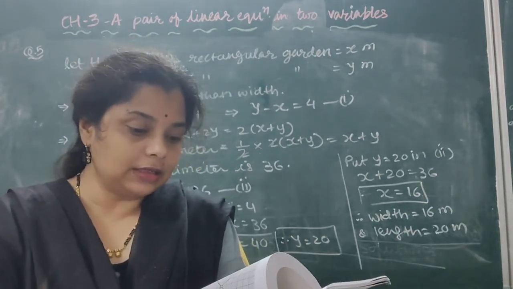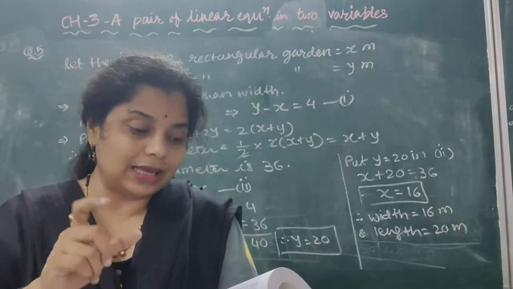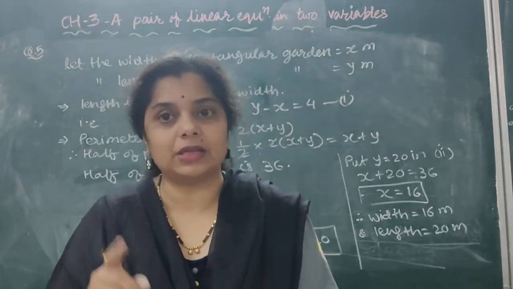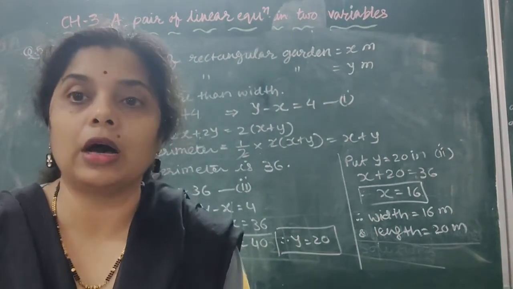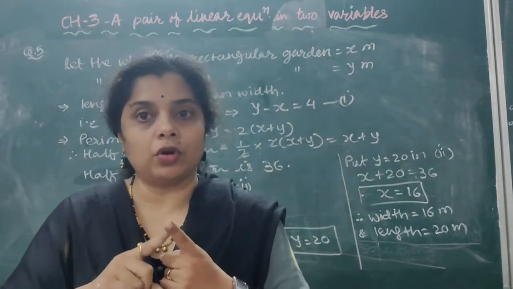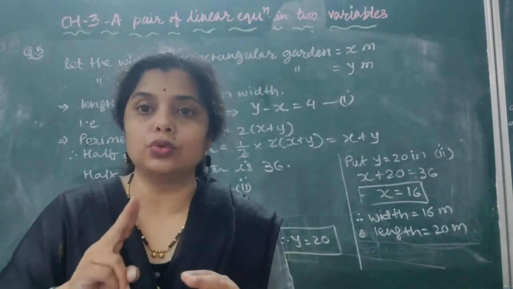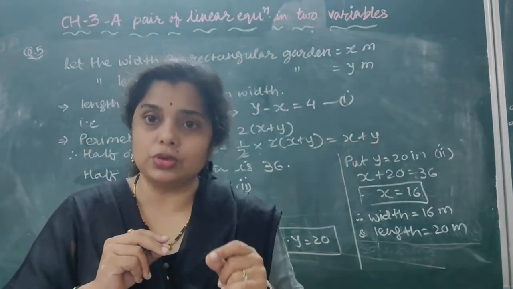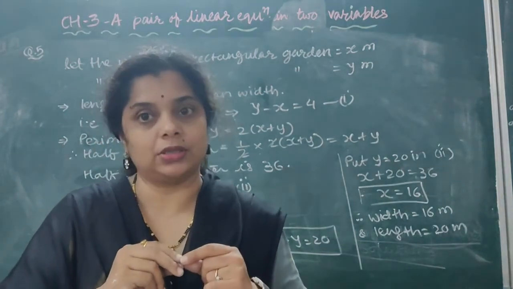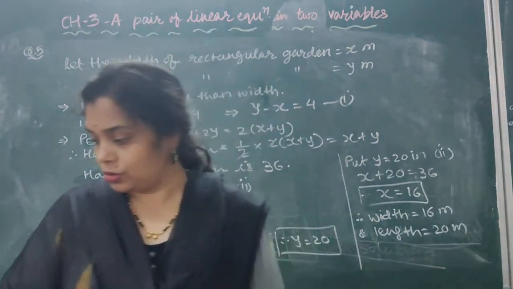Okay, and then it is given that half of the perimeter of the rectangular garden is 36. It means half perimeter is 36. So how many things do we have? We have the half perimeter value. We also have that the length is 4 meters more than the width. These two things we have, and from these two situations we have to take out two different linear equations. Okay, and then only we will be able to find the length and the width.